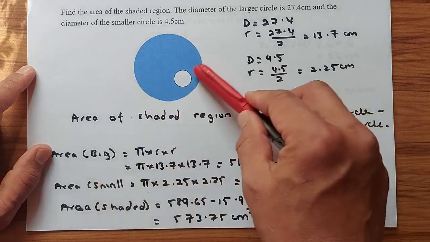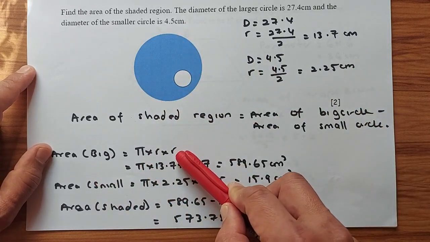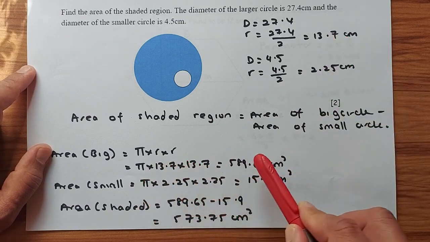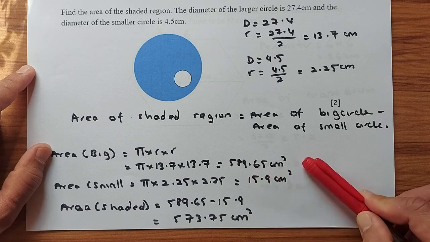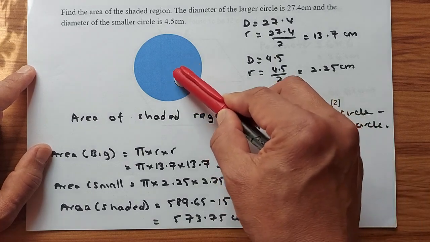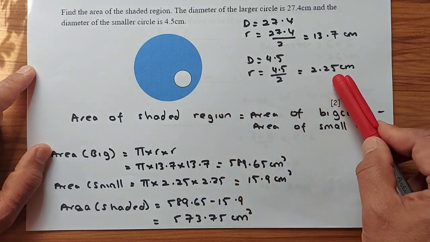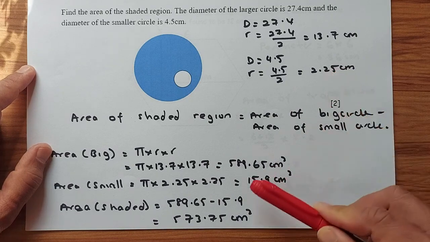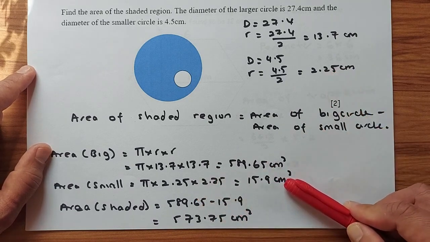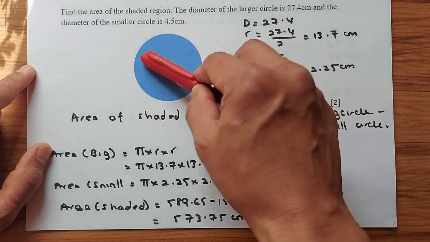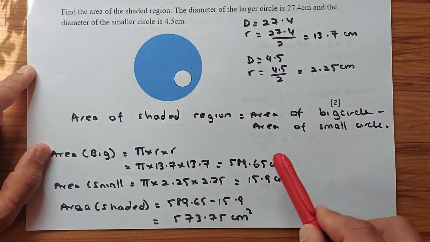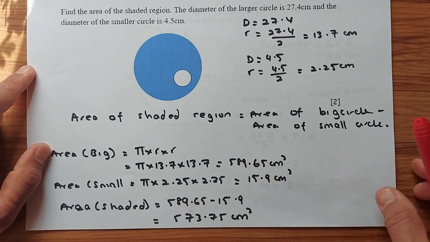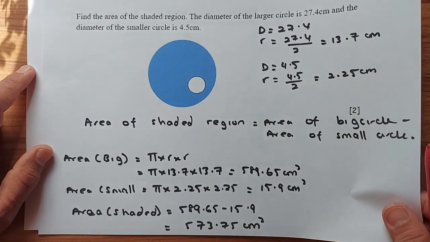The area of the big circle is pi r squared. This formula will be given in the formula booklet. Your radius is 13.7, so pi times 13.7 times 13.7. Put in your calculator, it's 589.65. Similarly, for the area of the small circle or the white circle, it's pi times 2.25 times 2.25, because the radius is 2.25. Put in your calculator, it is 15.9 centimeters squared. To calculate the area of the shaded region, the blue region, you just take 589.65 minus 15.9, you should get 573.75.